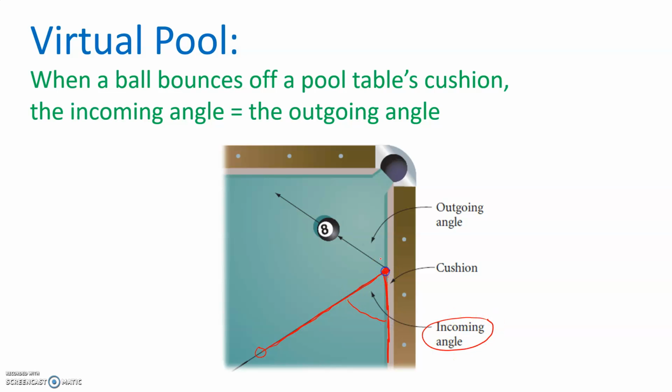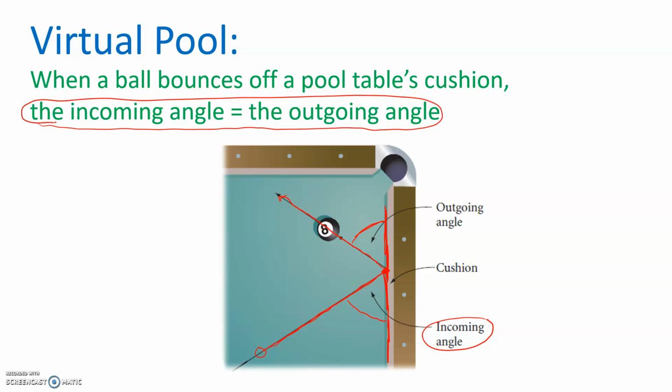When it hits the cushion, it bounces off here, and the angle made between the side of the pool table and that ray that shows the way that it's leaving the pool table, right there, that angle is called the outgoing angle. And here's the important fact. The incoming angle equals the outgoing angle.